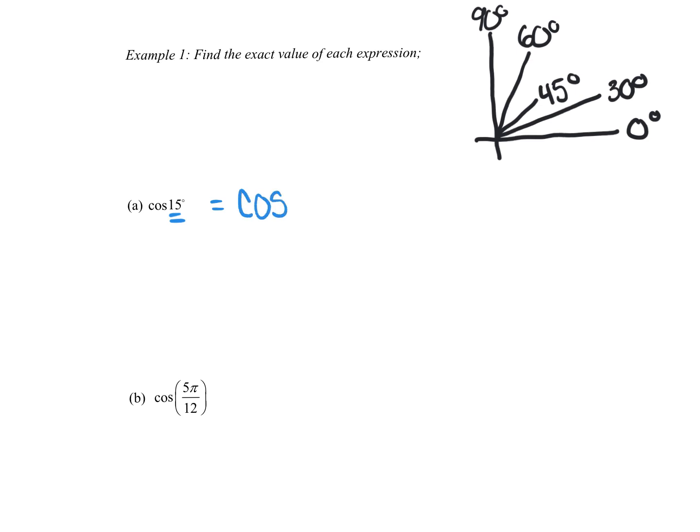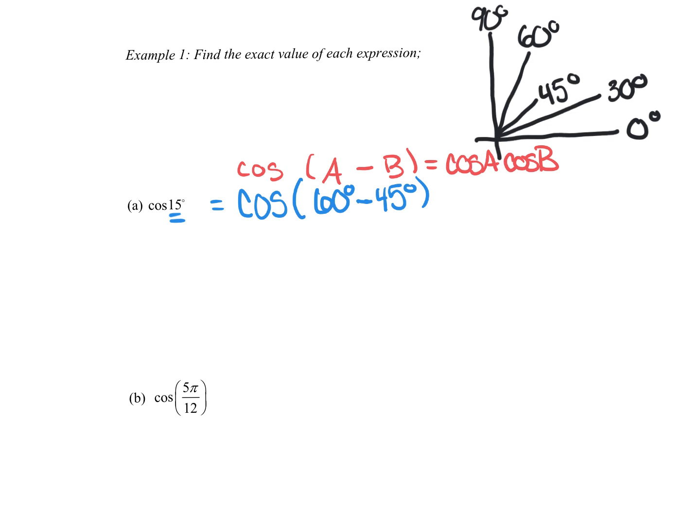So I can write that as cosine of 60 degrees minus 45 degrees. And if I simplify that, 60 minus 45 is that 15. So then this is my A and this is my B, and they're minusing. So I have cosine of A minus B. And from the previous page, that is the formula of cosine A, cosine B, switch the sign because it's cosine, plus sine A, sine B.